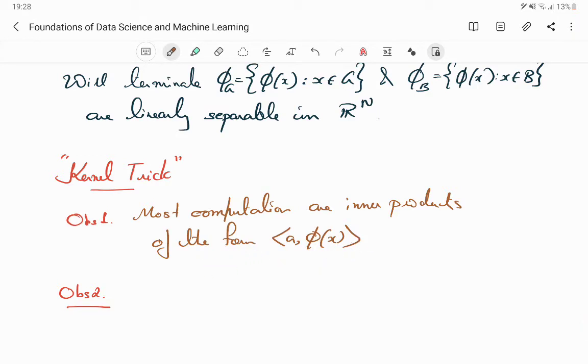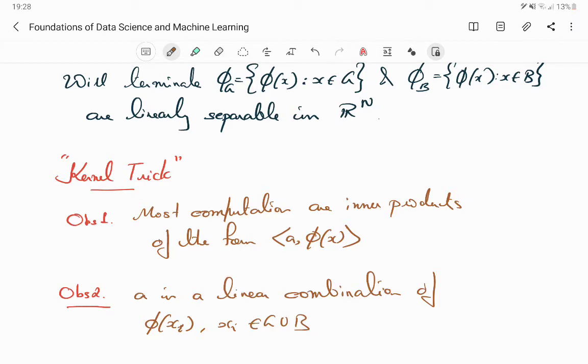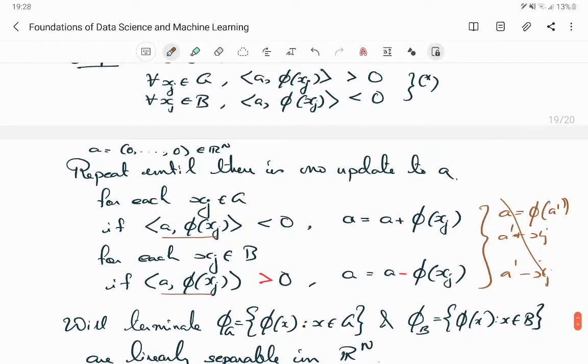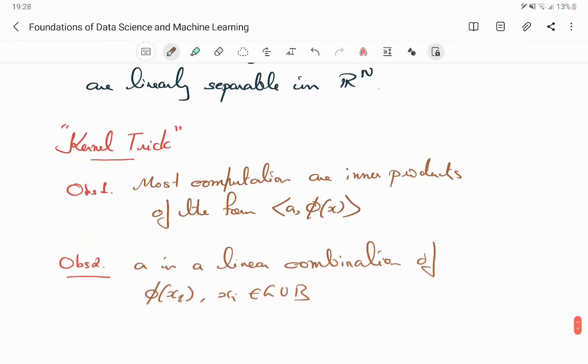Most computations are of this form. And observation 2 is that your a is a linear combination of what? I want you to guess: of phi of xi, where xi is in G union B. Why do I say that a, the normal of the separating hyperplane, is a linear combination of the embeddings of xi? That's because you start with a equal to 0, and then at each step you either add one of these embedding points phi xj or you subtract them. So in fact it is more than a linear combination.